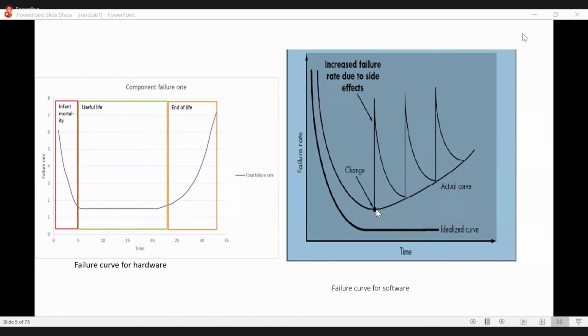Maybe technical reasons, or the customer needs may vary, user needs may vary. So there are n number of reasons for the updation. So it may happen at any time.